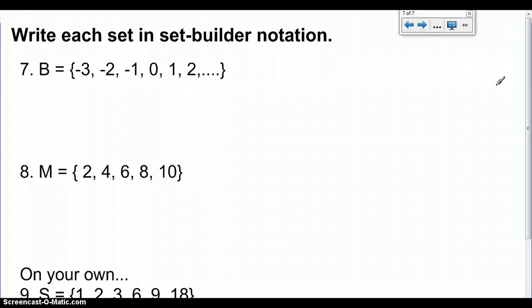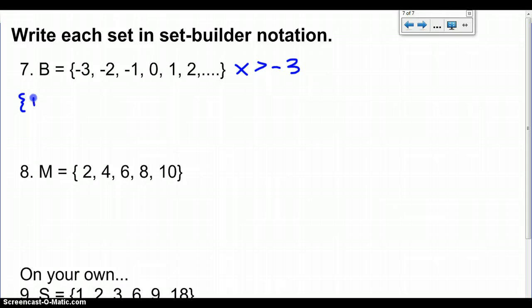Okay, last couple. For these ones, we're going to write each set in set builder notation. So the first thing we need to do for these is let's write an inequality that represents these numbers. So we have, it starts at negative 3 and then it continues all the way, and it will go to infinity for all of these bigger numbers. So it's all the numbers greater than negative 3, so x is greater than negative 3. So that's our inequality. So now we just have to put it in set builder notation.